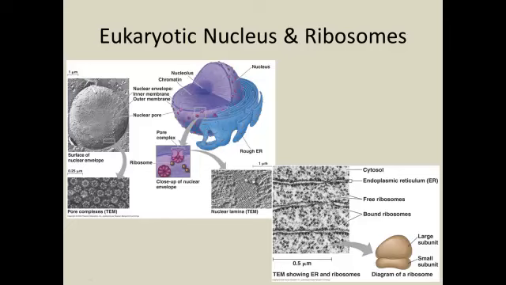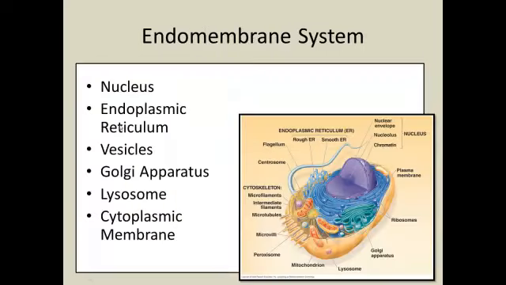As you can see in this micrograph, some ribosomes are embedded in a membrane, the rough endoplasmic reticulum. Some are floating free, so to speak, in the cytosol. The endomembrane system of eukaryotic cells is composed of the nucleus, endoplasmic reticulum, vesicles, Golgi apparatus. Some of the vesicles are specialized, and they're called lysosomes, and the cytoplasmic membrane.